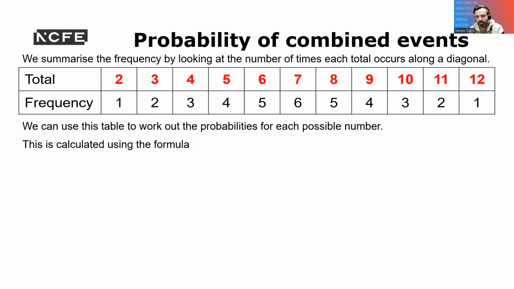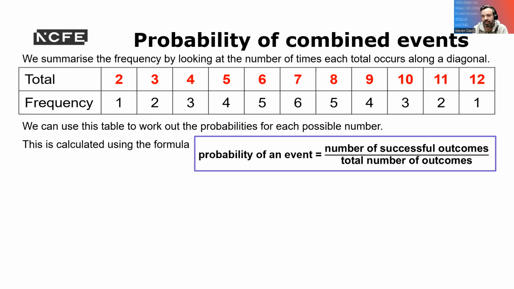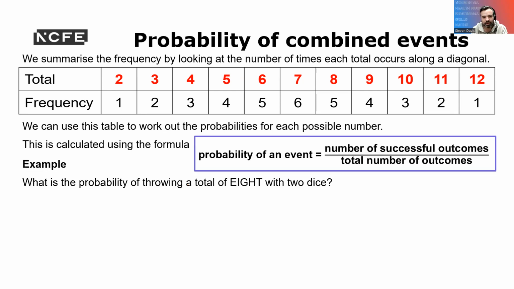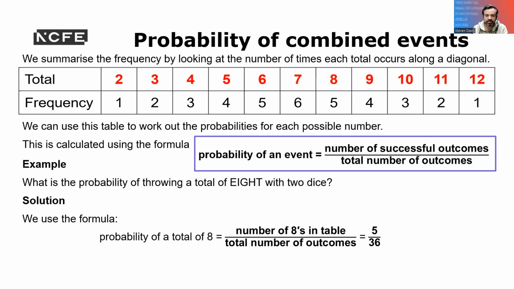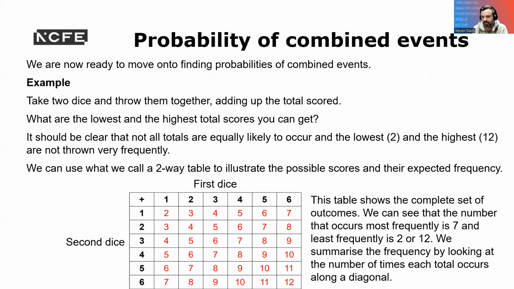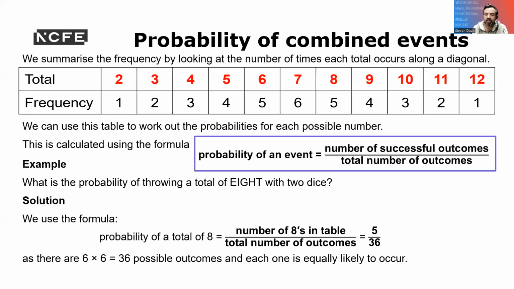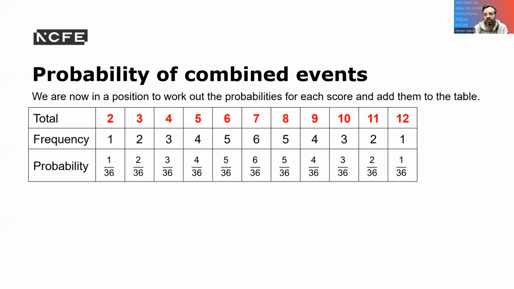So can we use the table to work out the probability for each possible number? This includes using this formula. Probability of events: the number of successful outcomes divided by the number of outcomes. So what is the probability of throwing 8 with 2 dice? Okay, so you can see you've got 5 there, so 5 over 36. That's because if we add that frequency table up, it's out of 36. So there are 6 times 6 equals 36 possible outcomes, and each one is equally likely to occur. So we can put that as P(8) = 5/36. So this is the probability as fractions.